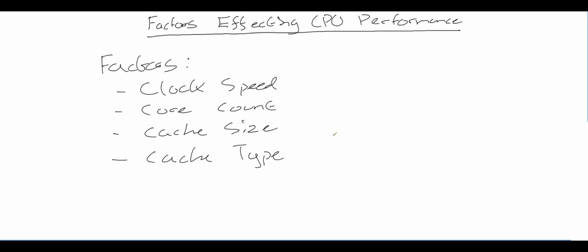Okay, so that brings us to the end of this tutorial video on the factors that affect the performance of a CPU. So just a quick reminder then, the factors that you need to know about are clock speed, core count, cache size, and cache type.